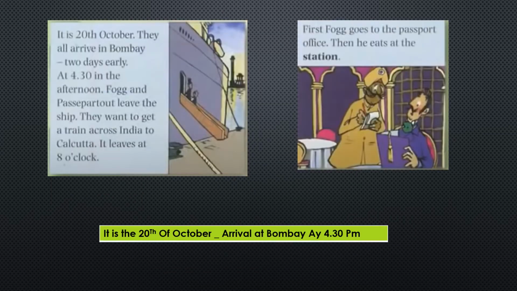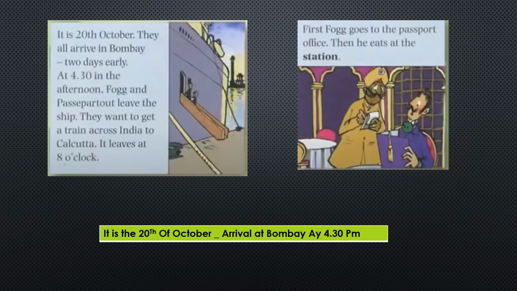It is October 20th and they have arrived at Bombay at 4:30 p.m. So it is October 20th. They have arrived 2 days earlier. Fogg and Passepartout leave the ship. They want to get a train across India to Calcutta. It leaves at 8 o'clock. So in India, they arrive at Bombay. However, now they want to travel all the way to Calcutta.